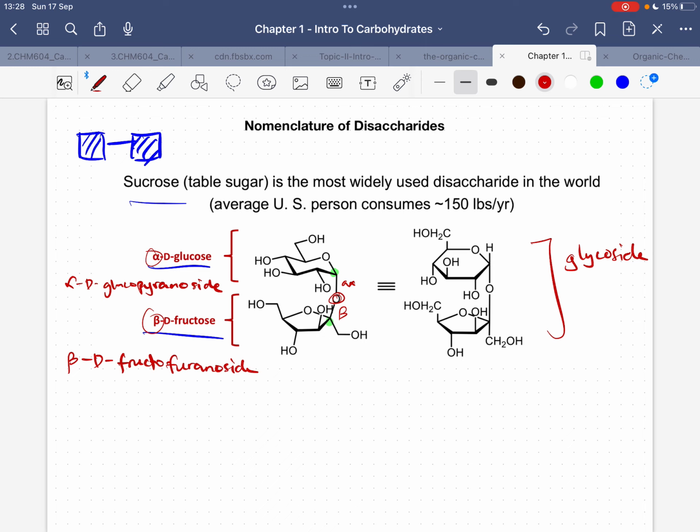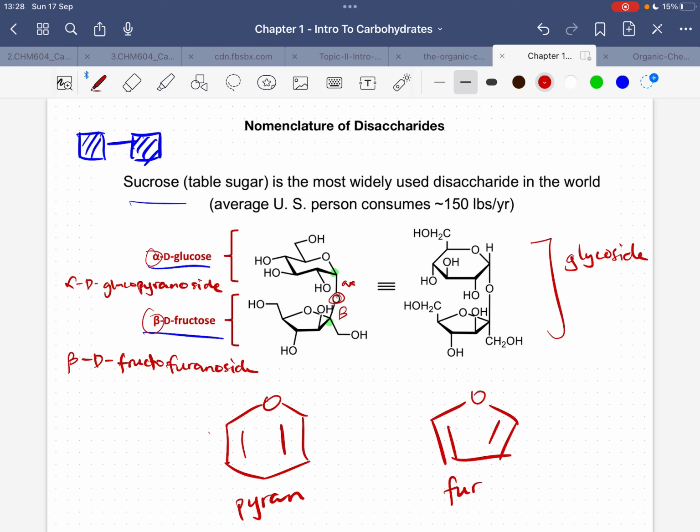So, why pyranoside? Why furanoside? The reason is that it comes from the heterocyclic compounds pyran and furan. Pyran is a 6-membered ring. Furan is a 5-membered ring. And sugars, such as glucose, have a 6-membered ring, right? 1, 2, 3, 4, 5, 6. Fructose has a 5-membered ring. 1, 2, 3, 4, 5. Okay.